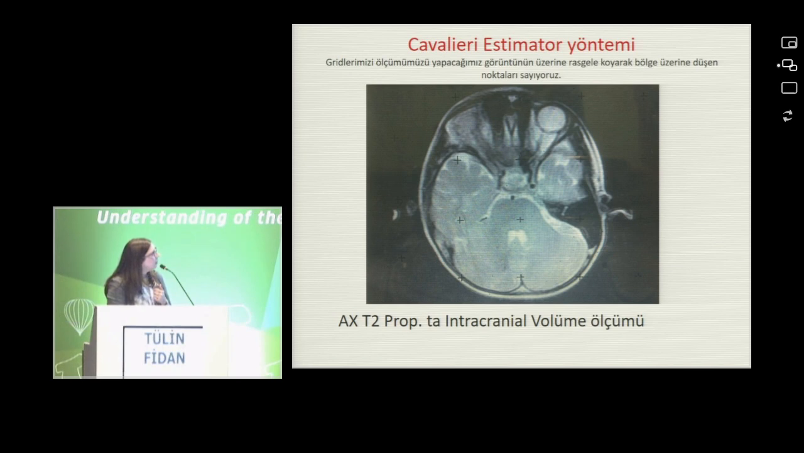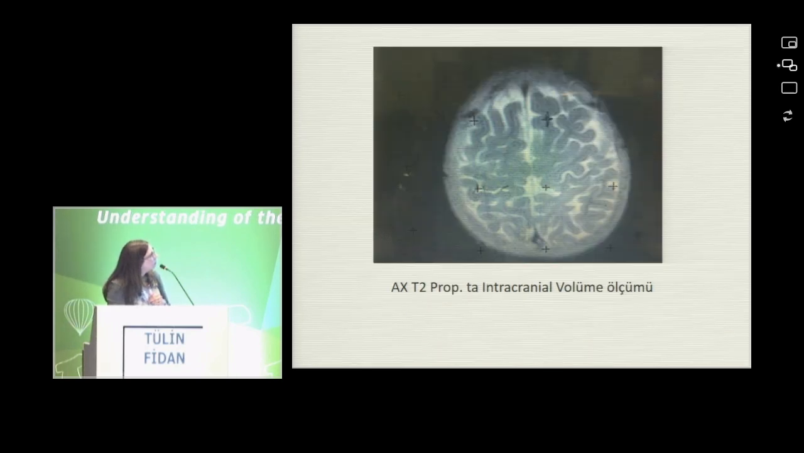There are certain grids. On this grid, some dots, some markers can be seen. By evaluating the volume, the number of the grids is calculated. Intracranial volume is calculated. Again, something similar can be seen. We count them.